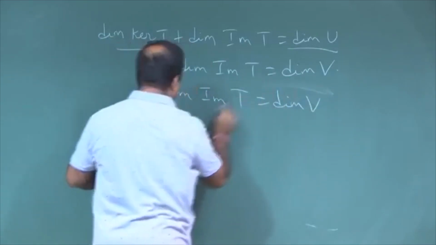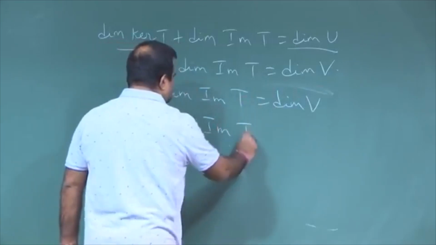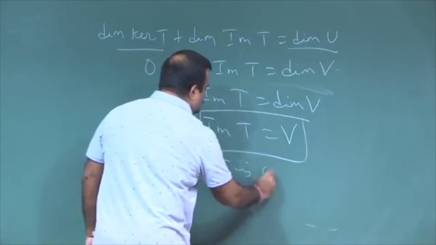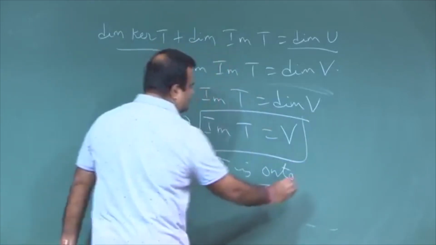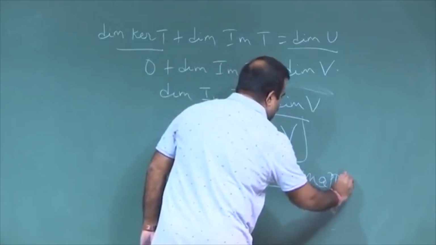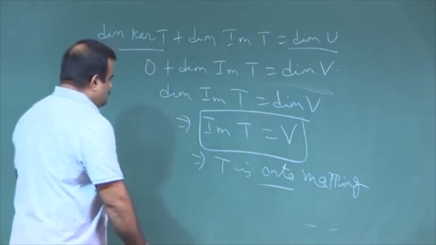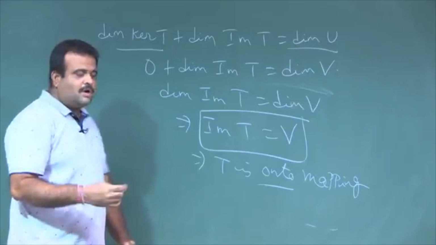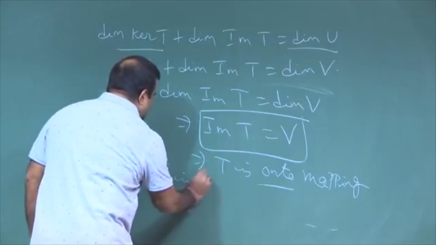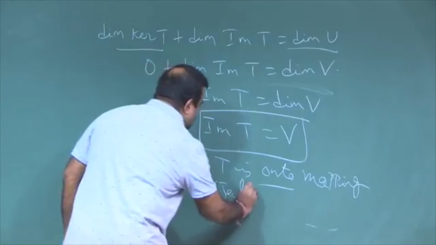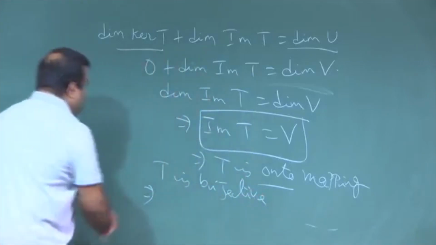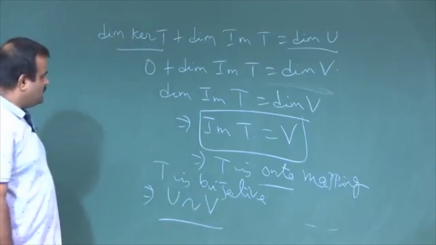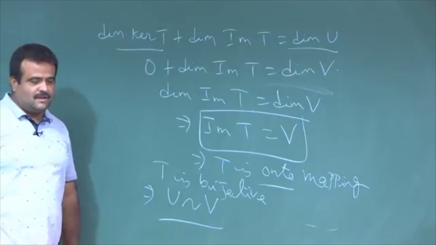So, this implies the range of T is the whole set V. So, T is an onto mapping. We have seen T is 1 to 1 and T is onto, so T is bijective. This implies that U and V are isomorphic if they have the same dimension. If they have the same dimension, they are isomorphic.